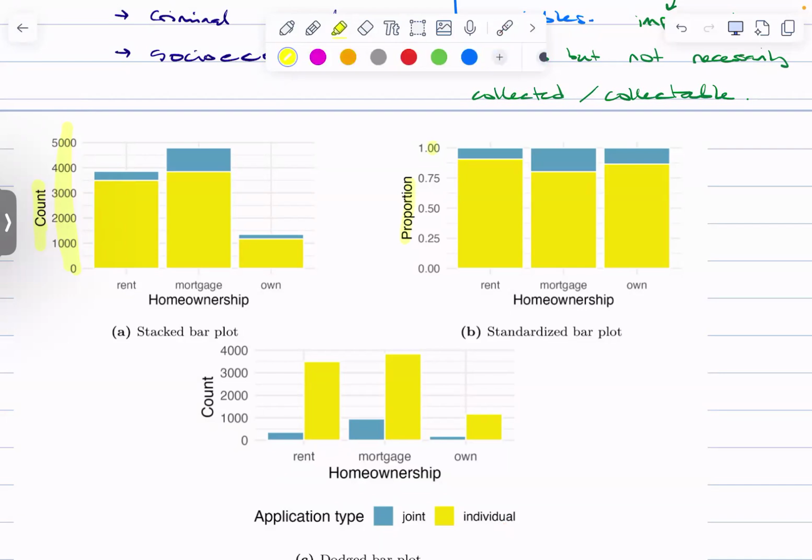The difference between the first one and the second one is that the next one is standardized, right? So proportion. If you wanted to just compare the proportion of joint applications across the home ownership categories, then this one might be more useful. Then your focus, I would say, is on the second variable, kind of the breakup variable. And so it depends on what you want to communicate.